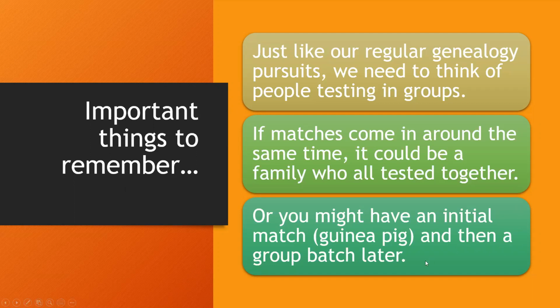You also might have one guinea pig match and then a group of people who show up later. Sometimes a person in a family will take a DNA test, go back and report to the family, and say, hey, look what I found. And then a whole lot of other people test within the family. Just like in genealogy, where we're talking about people moving in groups, going to church or temple in groups, migrating in groups, living in groups, we also have people DNA testing in groups. So look at all the other matches that come in around the same time and start to think about whether or not those could be a family group.